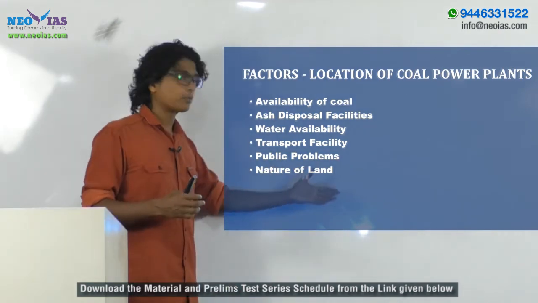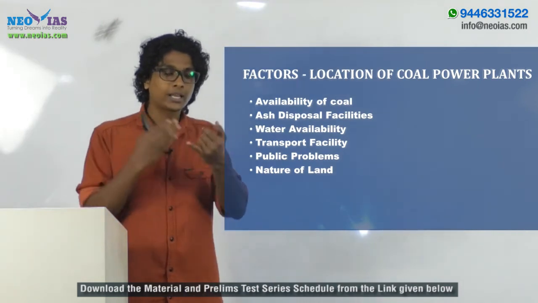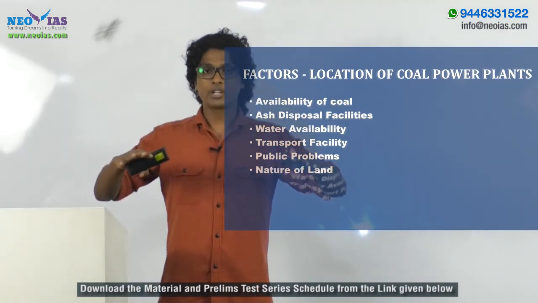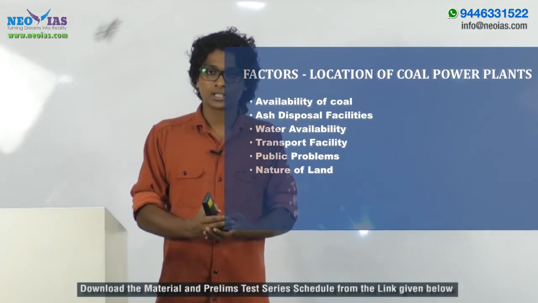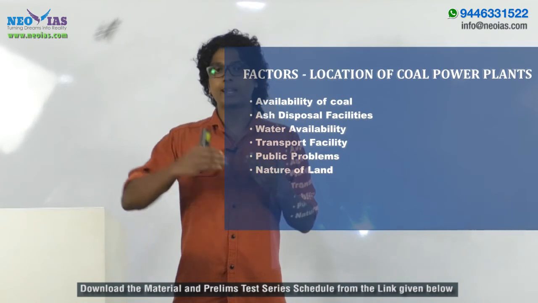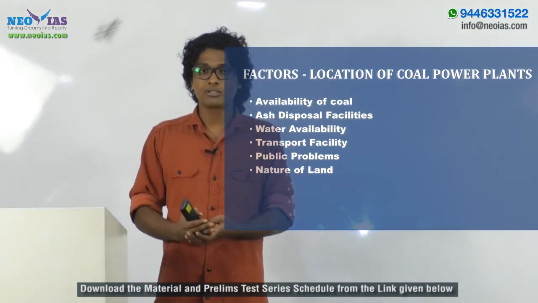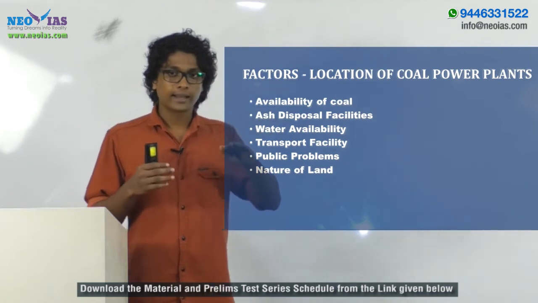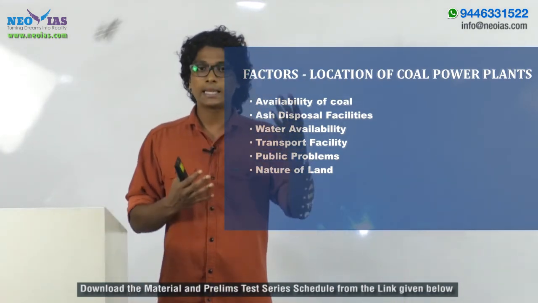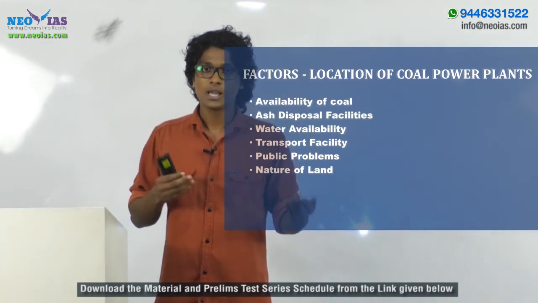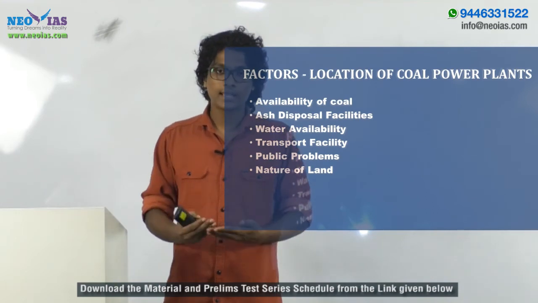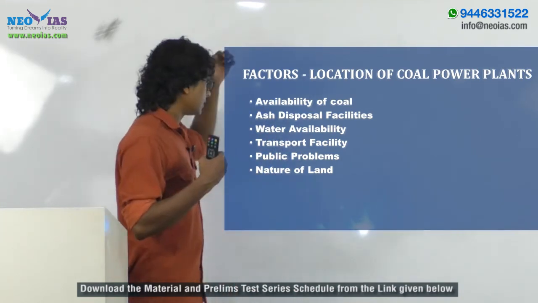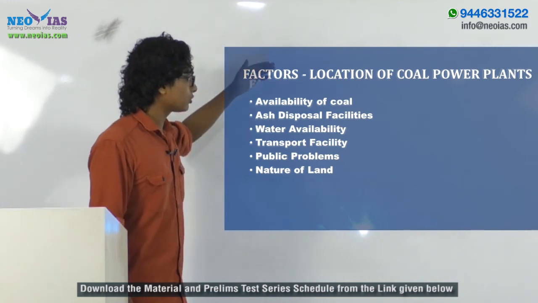Then public problems. The power plant will create noise pollution and air pollution through the ashes. If the power plants are within communities, that can create public distress. Also, the coal resources are basically in forests, so there will be an indigenous population there, which can create public distress. Then the nature of the land: if we are constructing power plants on land or soil which is not stiff, it can cause destruction. It's not a sustainable way of creating a power plant. The location should be hard enough to hold the weight of the power plant. So these are the factors necessary for the location of coal power plants.